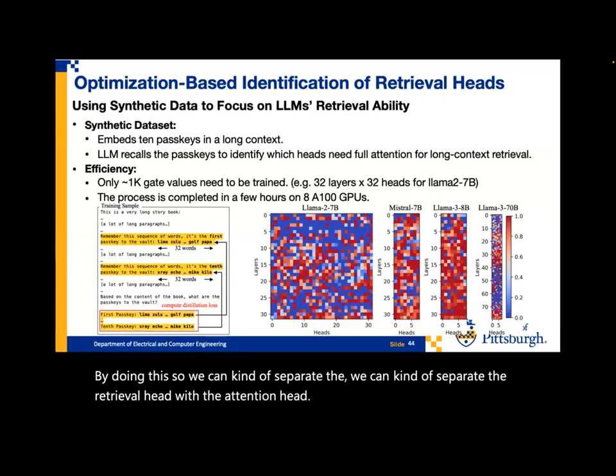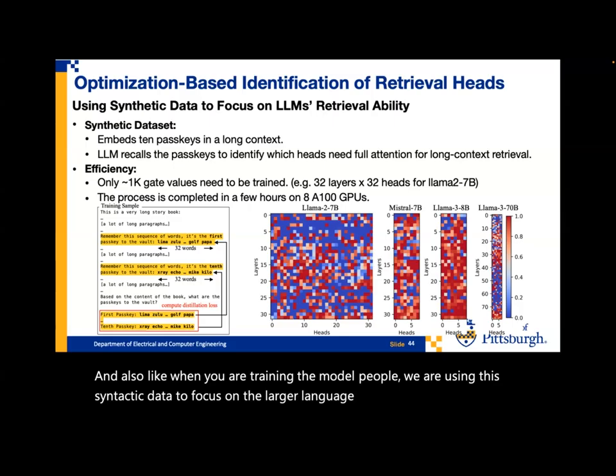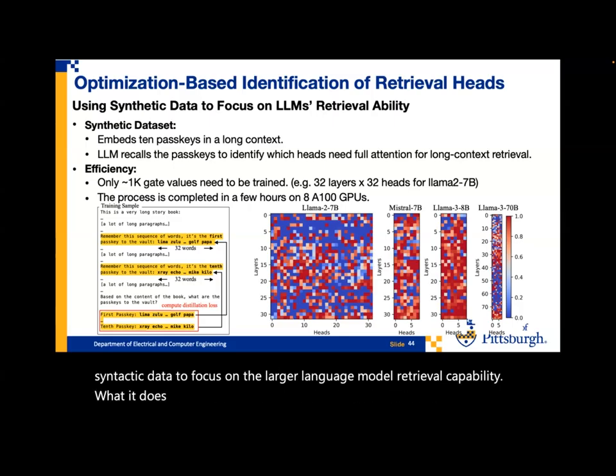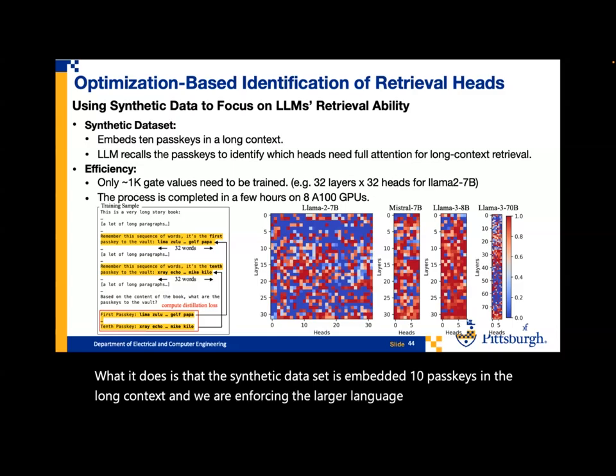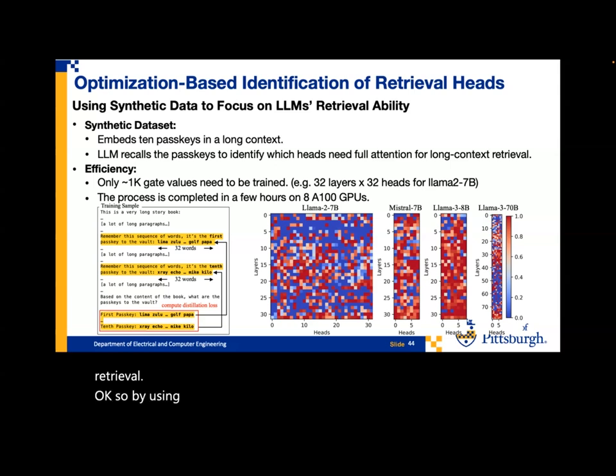And also, when training the model, we are using synthetic data to focus on the large language model's retrieval capability. The synthetic dataset embeds 10 passkeys in the long context, and we force the large language model to recall the passkey to identify which heads need full attention for long context retrieval. By using this, we tune the model and can separate the retrieval heads from the streaming heads.